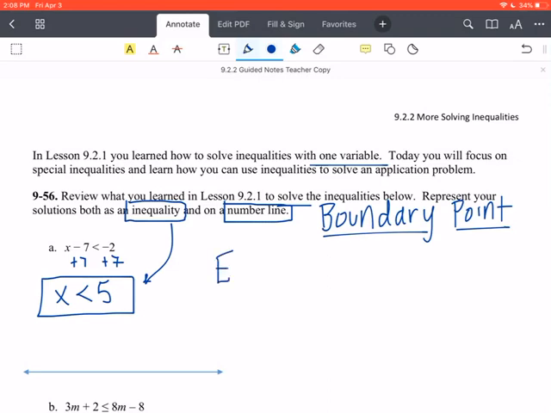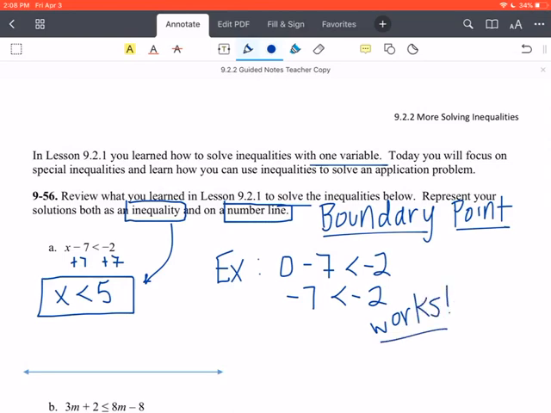For example, give me a number less than 5. Well, 0 is less than 5. So 0 minus 7 better be less than negative 2. What's 0 minus 7? That's negative 7. Do you agree with me that negative 7 is less than negative 2? Yes, it works. So that's just showing you how it all relates.